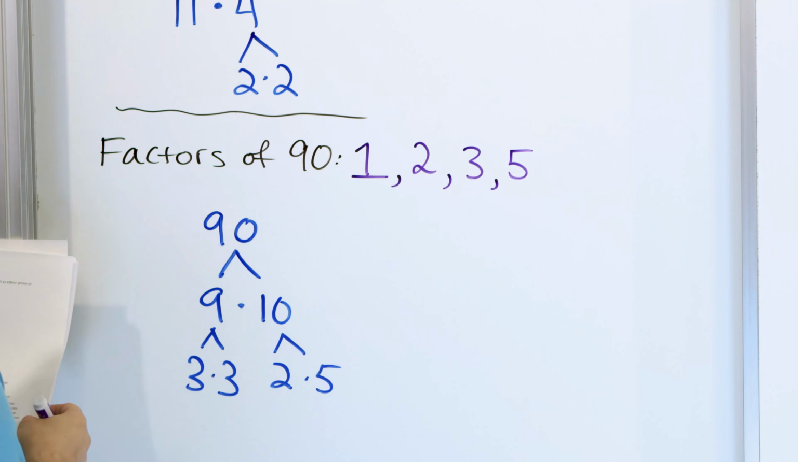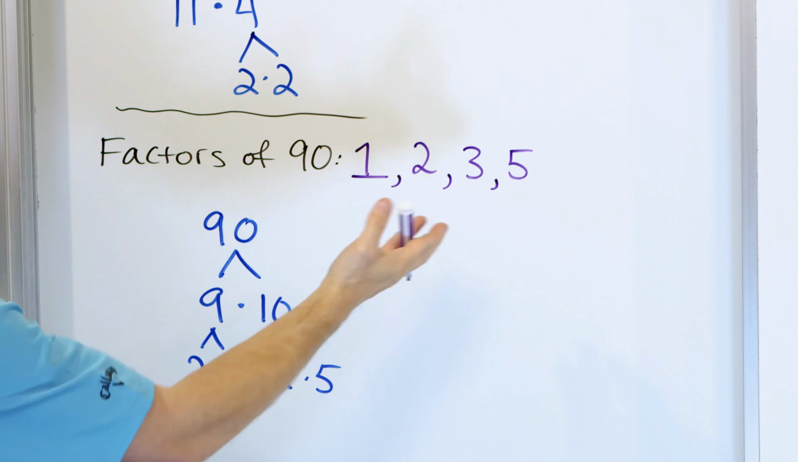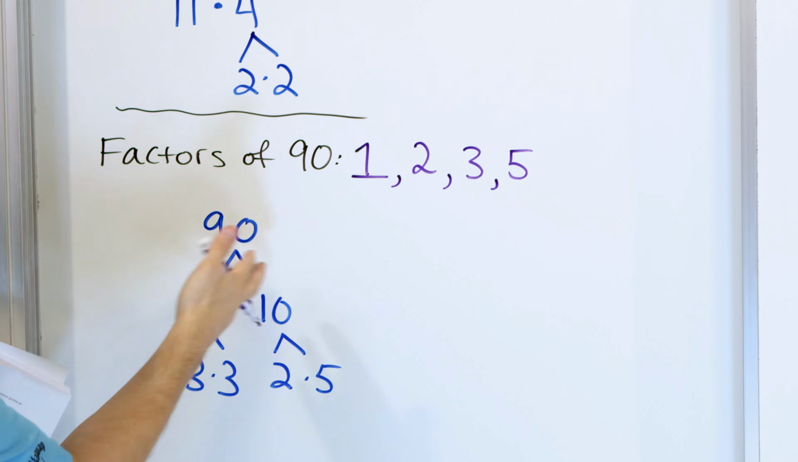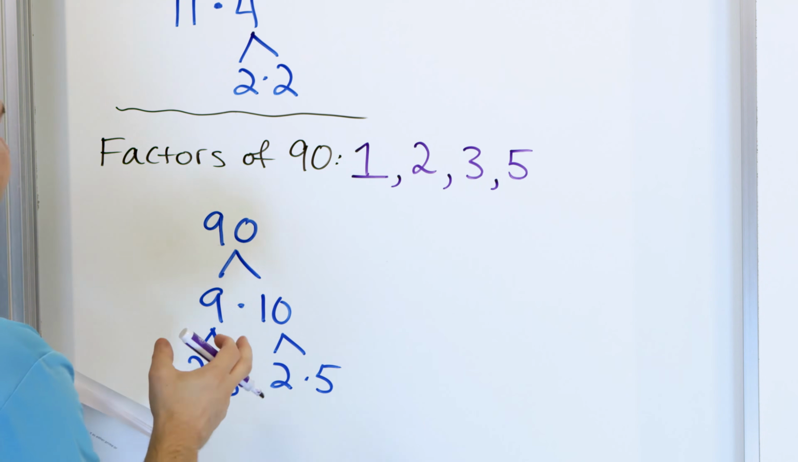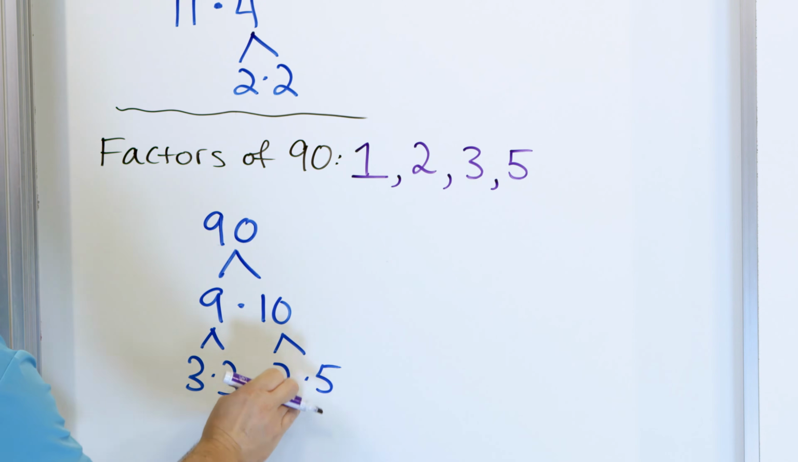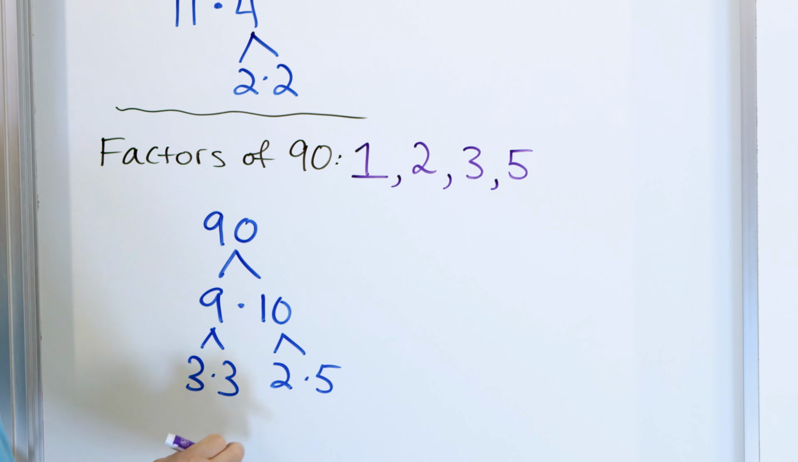So I write that down. Now I know that 9 and 10 are going to be factors. I can write them down, and then I could go back and look for anything else. But I start thinking about it and realizing I have a 2 in this branch over here and a 3 in this branch over here.